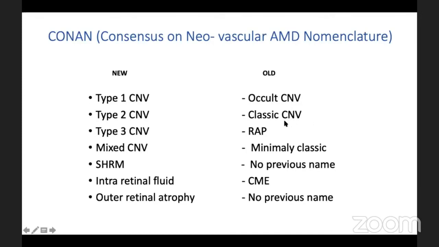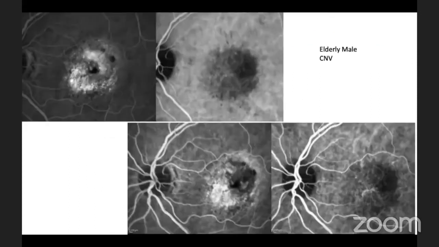The classical CNVM, which was above the RPE, is now referred to as type 2 CNVM, and the intraretinal CNV or the RAP is now known as type 3. When you have a combination of these, which we earlier knew as minimally classic, is now termed mixed CNVM. Some other new terminology which has come up is SHRM, or subretinal hyperreflective material.